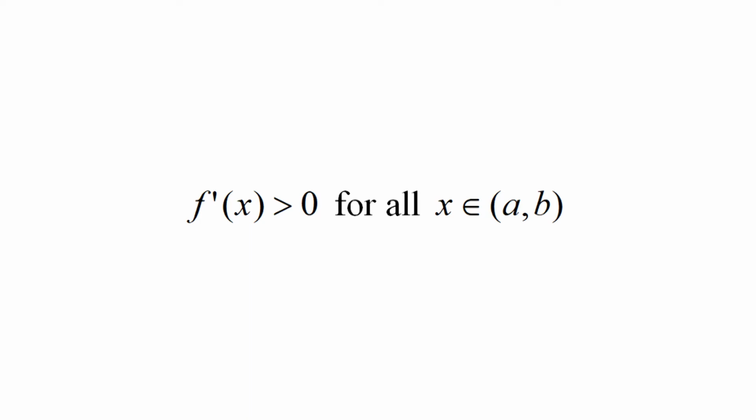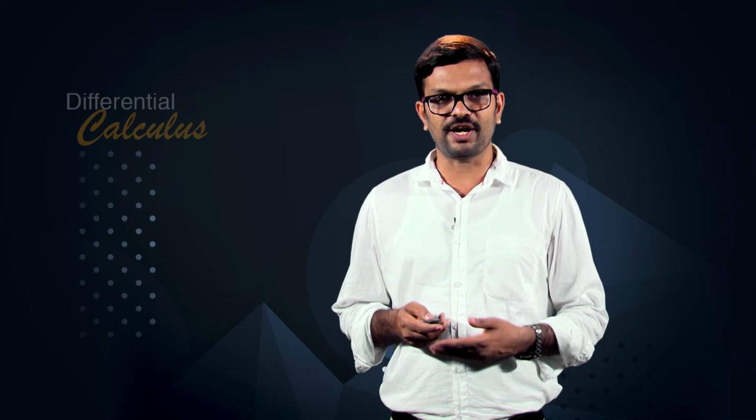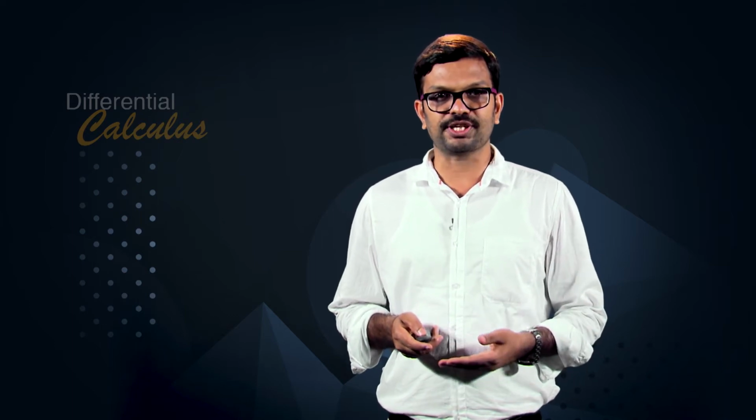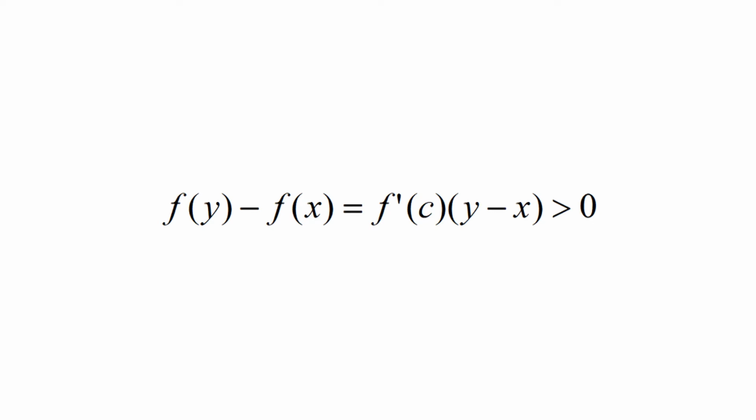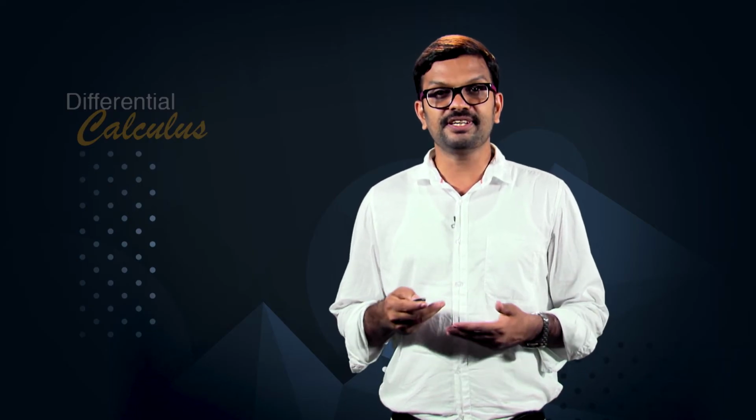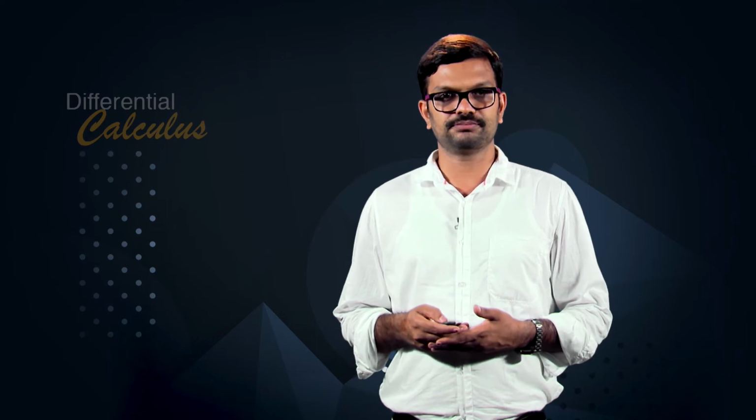Now, suppose f'(x) > 0 for all x in the interval (a, b). Thus, if x < y, then by the mean value theorem, we have f(y) − f(x) = f'(c)(y − x) > 0 for some c between x and y, so that f(y) > f(x). This says that f is strictly increasing on the interval (a, b).